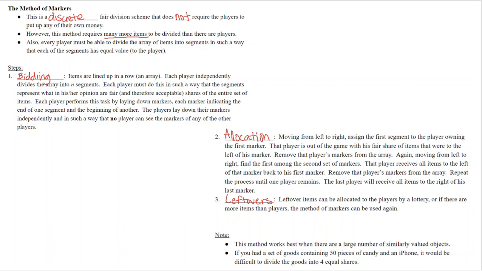Now, this method works when there are a large number of similarly valued items. So for example, a lot of candy. It would be challenging if you had a set of items like 50 pieces of candy and an iPhone, because it would be really hard to divide those up into 4 equal shares or even 2 equal shares because the iPhone's value is so much greater than the candy. So again, most of our examples will have to do with candy.